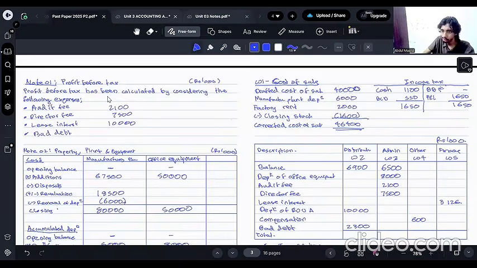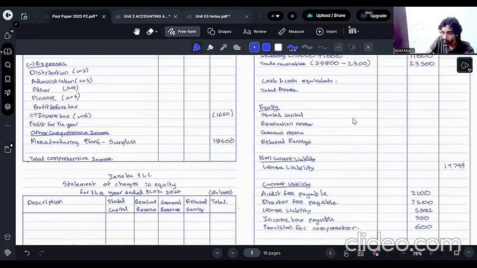Sorry, give me a minute. The lease interest is 3,126,000. Bad debt 2,300,000. So remember, you can record any 4 expenses. For disclosing any 4 expenses, you will get 2 marks there. Okay, so that's done, and you can label here saying note number 1.